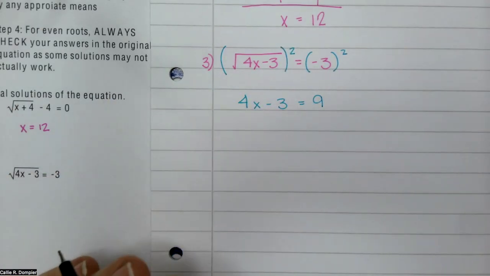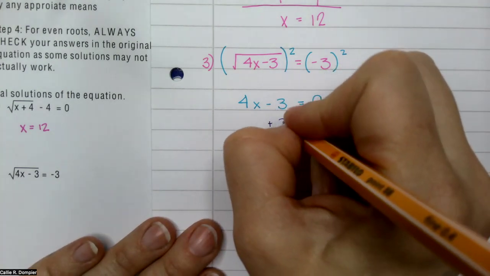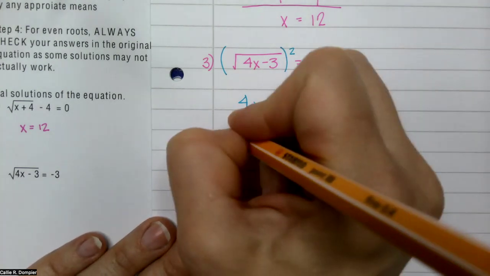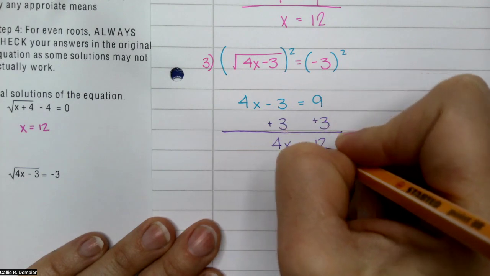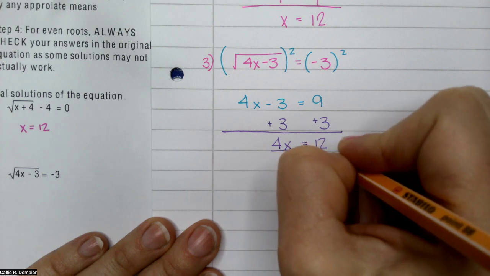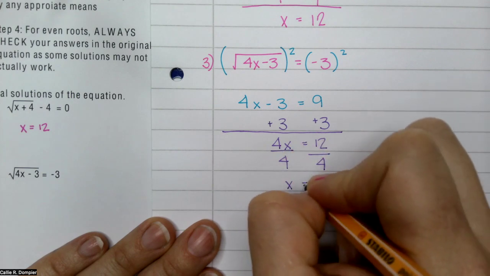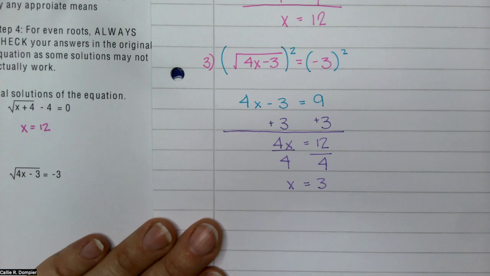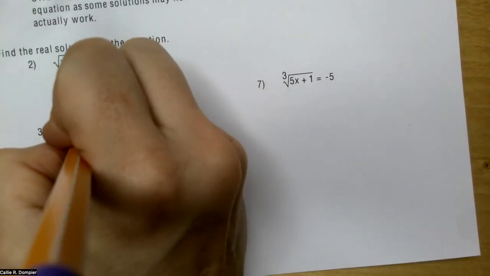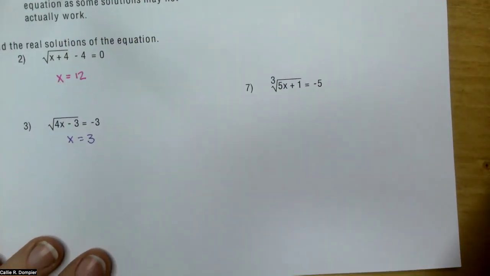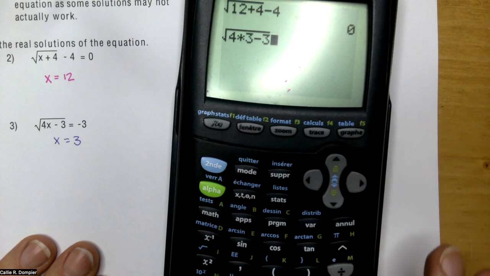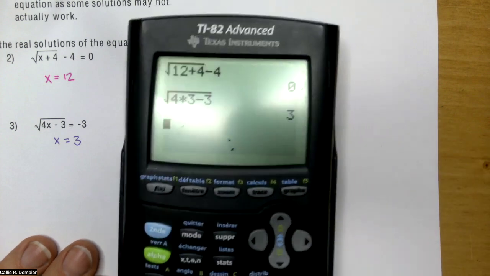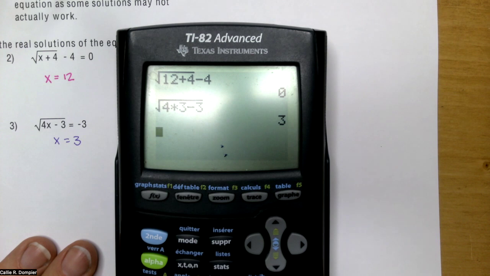X is being multiplied by 4, and 3 is being subtracted, so I'm going to add 3, and I get 4x equals 12. Divide by 4, divide by 4, x is 3. X is 3. Let's make sure it's true. The square root of 4 times 3 minus 3 is 3. Uh-oh.